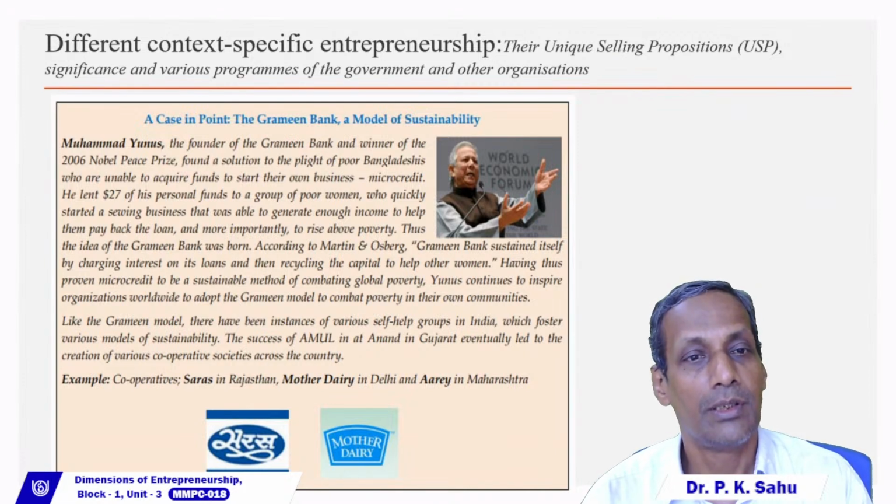Like the Grameen model, there have been instances of various self-help groups in India which foster various models of sustainability. The success of Amul at Anand in Gujarat evidently led to the creation of various cooperative societies across the country. So, examples that I can give you right now are Saras in Rajasthan, Mother Dairy in Delhi, and Arya in Maharashtra. These can be good examples for this.